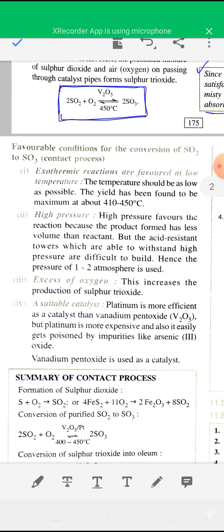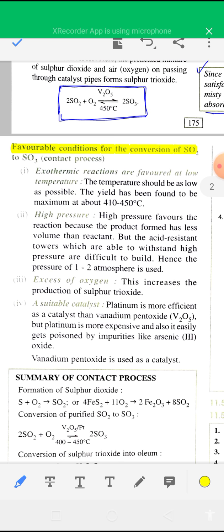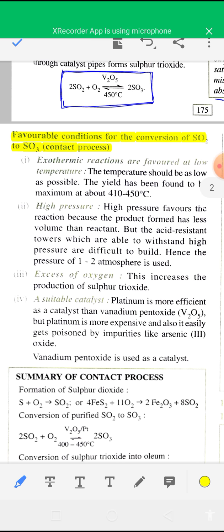So, favorable conditions for the conversion of sulfur dioxide to sulfur trioxide in the contact process. These conditions you have to read. Exothermic reactions are favored at low temperature. The temperature should be as low as possible. The yield has been found to be maximum at a temperature of 410 to 450 degrees Celsius.